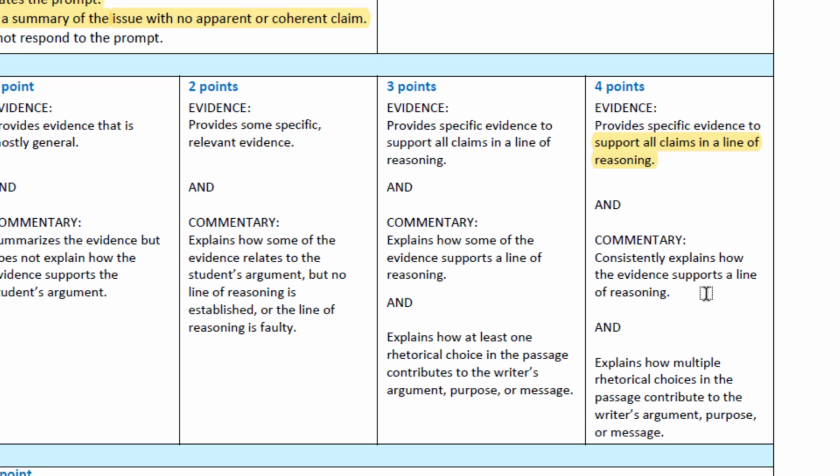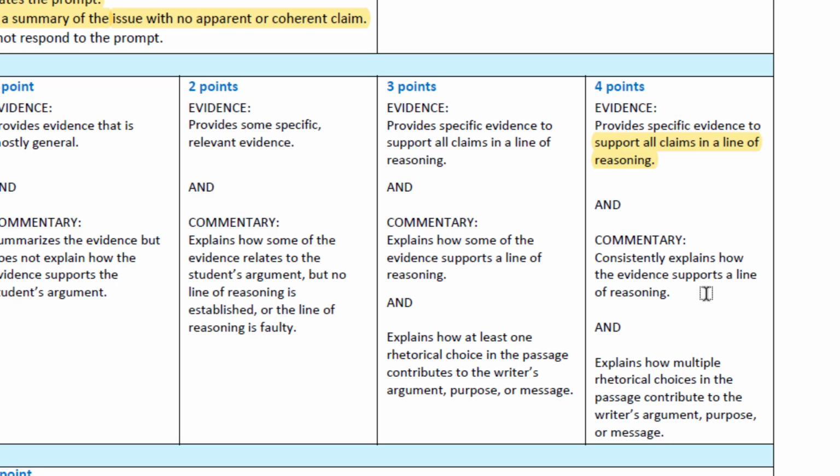Commentary is taking the quotation and showing how the quotation supports your thesis. The metaphor that I think is helpful here, an analogy that I've been using, that I think helps illustrate this, is think of your argument as the bone, right? Think of your argument as the bone.